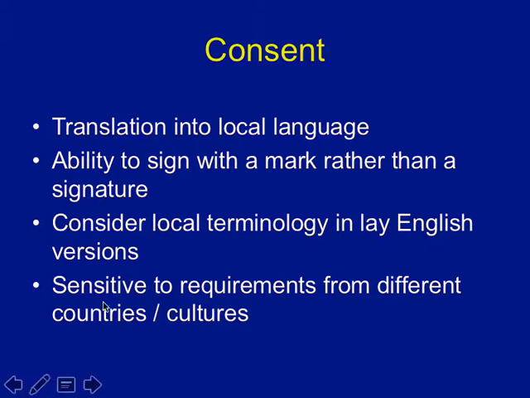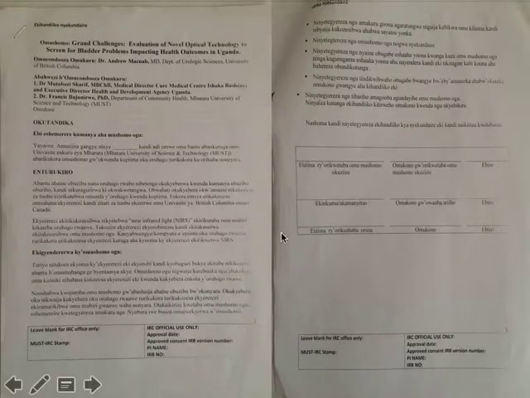And then we want to be sensitive to requirements from different countries and cultures. That's really, really important. Some of the things that were in our English consent form from UBC were not acceptable to the people in Uganda, and we had to work through those. Eventually, here's our consent form, translated into Runyankole, where you can mark with an X, with the tiny fine print of the Department of Urologic Sciences. So this is our consent form.